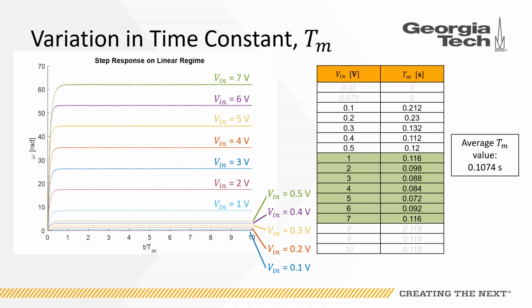Below 1 volt, the Tm values are higher than the average as a result of the model not accounting for the greater signal noise and friction on the flywheel that is more noticeable at low voltages and causes the flywheel to take longer to accelerate.